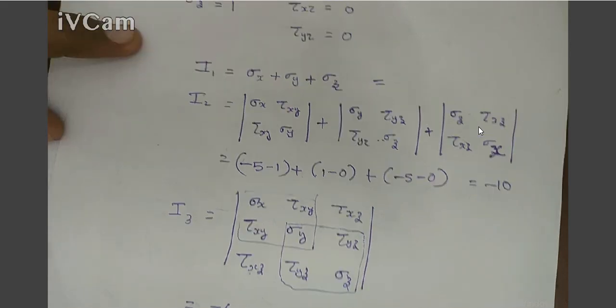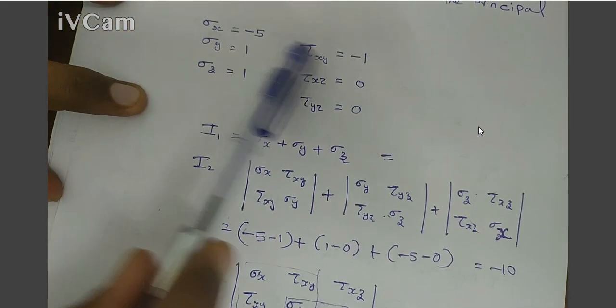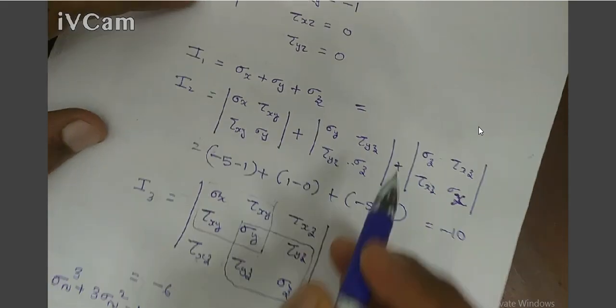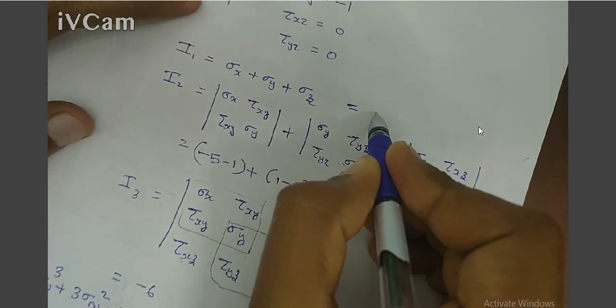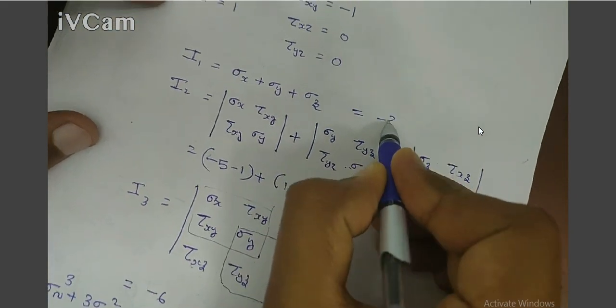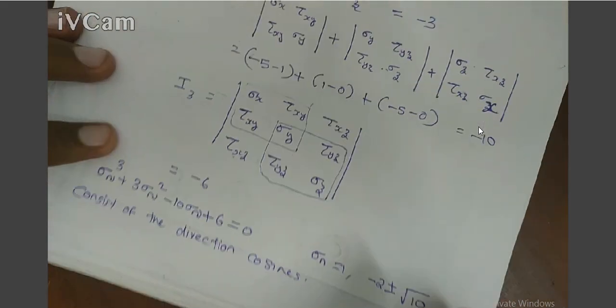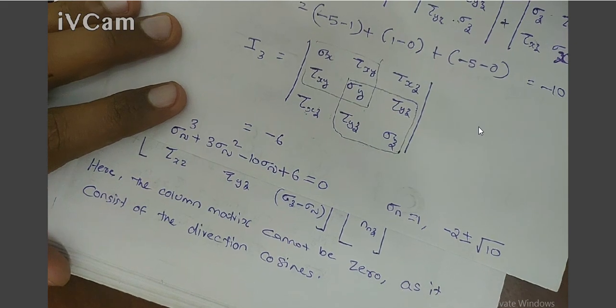So we already know these values, sigma x, sigma y, and tau xy values. Substitute all these values here. We can find the stress invariants from this. Here it is minus 5 plus 2 minus 3. This is minus 3. Okay, and this is minus 10. And this is minus 6.